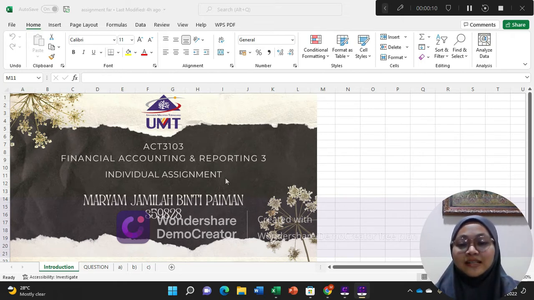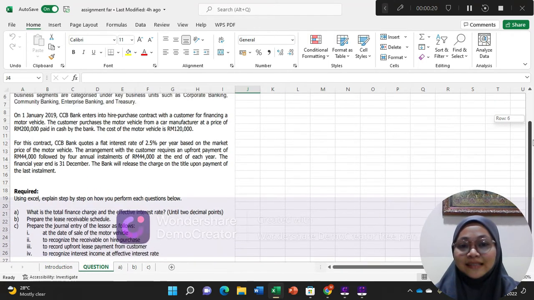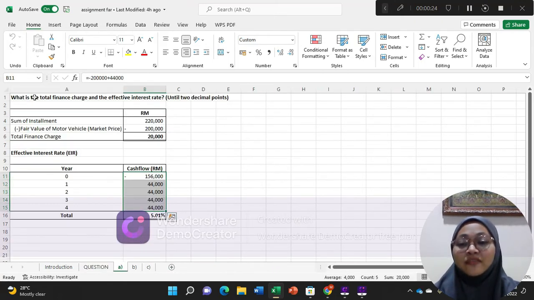For individual assignment for financial accounting and reporting 3, I choose case number 2, which is about CCB Bank Berhad. There are 3 questions for this case, A, B and C. Let's look at question A. What is the total finance charge and the effective interest rate? The answer must be to 2 decimal points.